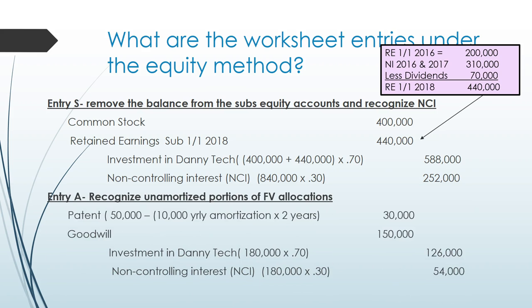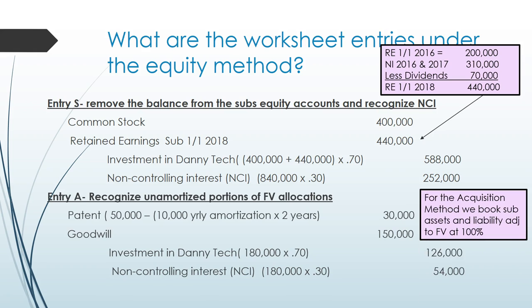Next, we're going to do entry A. We're going to recognize the unamortized portion of fair value allocations. Now the patent would have been amortized for the previous 2 years, so now it has a net value of 30,000. The goodwill would not have changed, and then we're going to assign 70% to Danny and 30% to the non-controlling interest. Now for the acquisition method again, we recognize 100% of the assets and the liabilities.